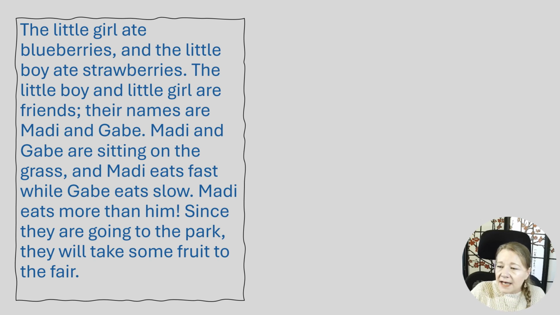In blue is the revised paragraph where I have a variety of sentences. The little girl ate blueberries and the little boy ate strawberries. The little boy and the little girl are friends. Their names are Maddie and Gabe. Maddie and Gabe are sitting on the grass, and Maddie eats fast while Gabe eats slow. Maddie eats more than him. Since they are going to the park, they are going to take some fruit to the fair.